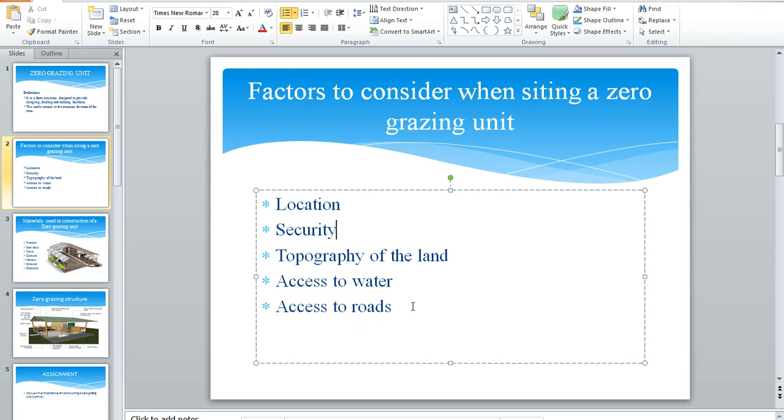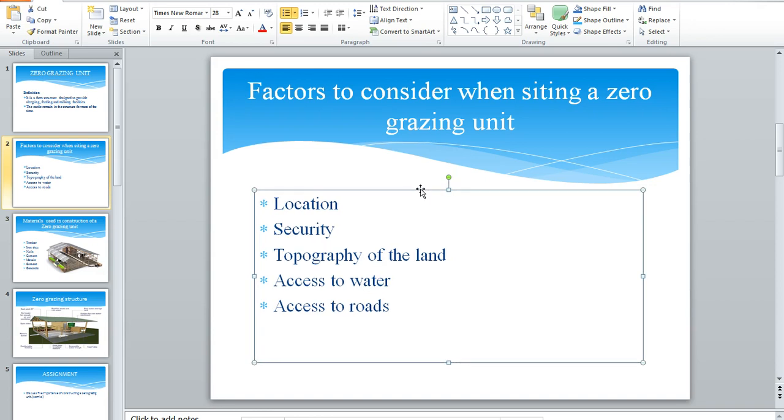You should put your structure where there is water to facilitate easy drinking and feeding of your cattle, and also for hygiene purposes. You find that we normally use water to do some cleaning, and also to help in reducing some of the wastes, animal wastes that are usually found on our farms.